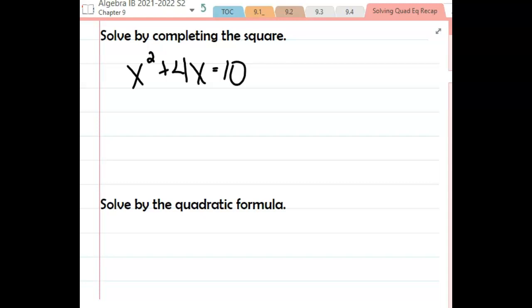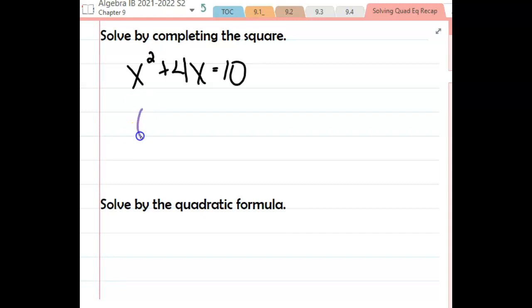Now the reason why we would probably want to use completing the square here, I can't do the square root method because there's the x term. I'm not going to be able to factor it. If you move the 10 over, you'd be looking for factors of negative 10, and at 4 it's not able to be factored. But it's a good candidate for completing the square because a is 1, there's another number from your x squared, and b is even.